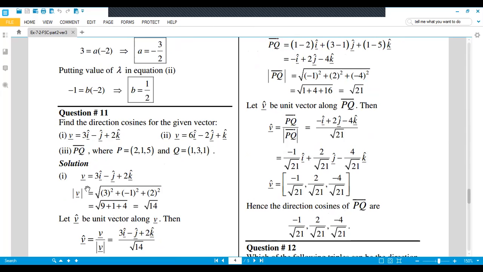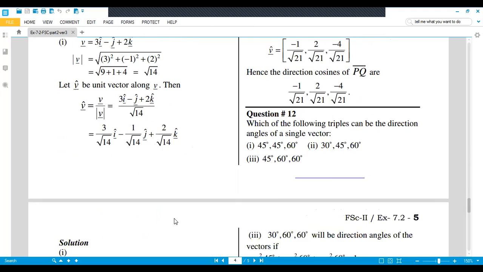First part is that V is 3i minus j plus 2k. First of all, we have to find the unit vector. To find the unit vector, we find its magnitude. Magnitude is the square root of the sum of the squares of the coefficients of i, j, and k. So we get root 14. Unit vector of V will be V divided by its magnitude. We get this.